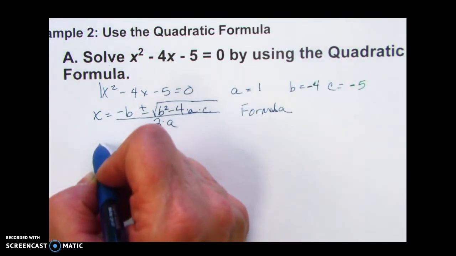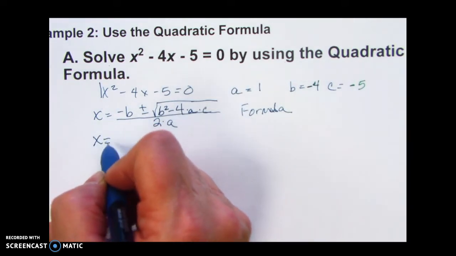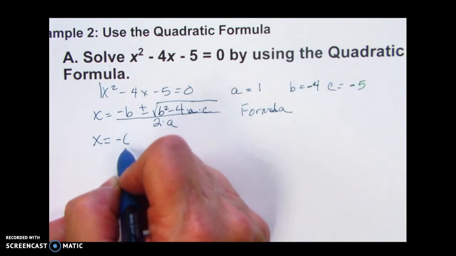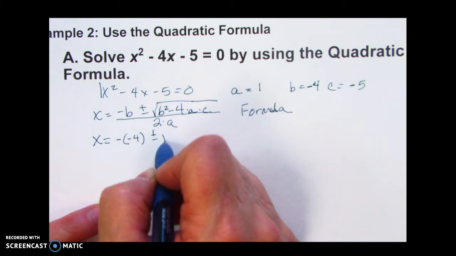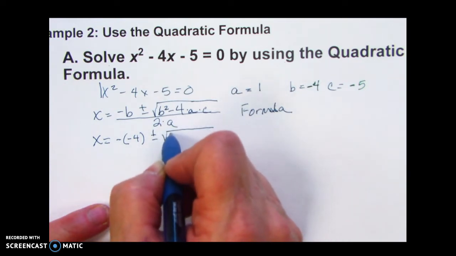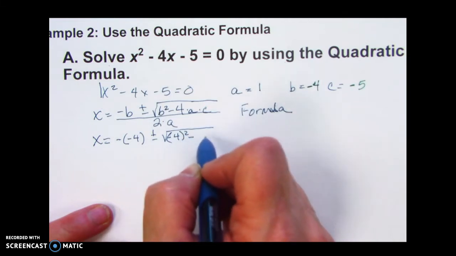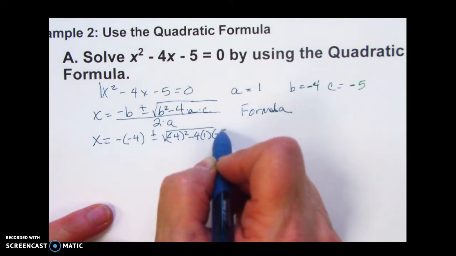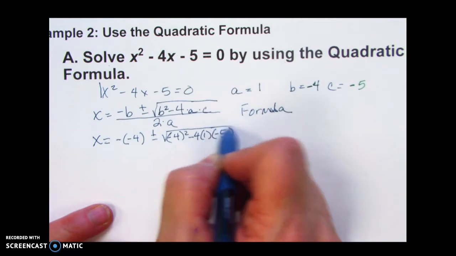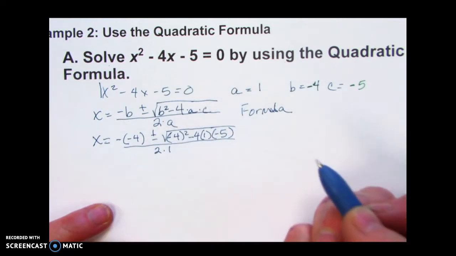Okay, now I'm going to plug in numbers for the letters. x equals negative 4 plus or minus the square root of negative 4 squared minus 4 times 1 times negative 5, all over 2 times 1.